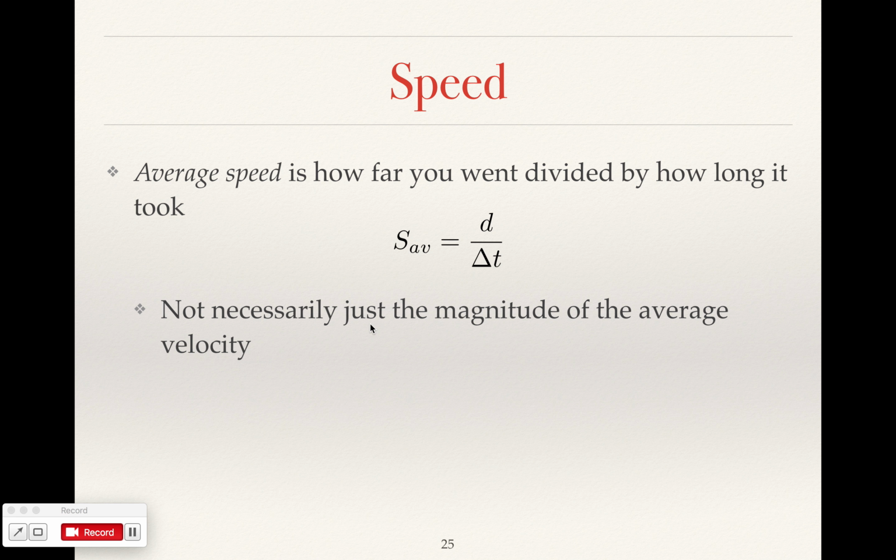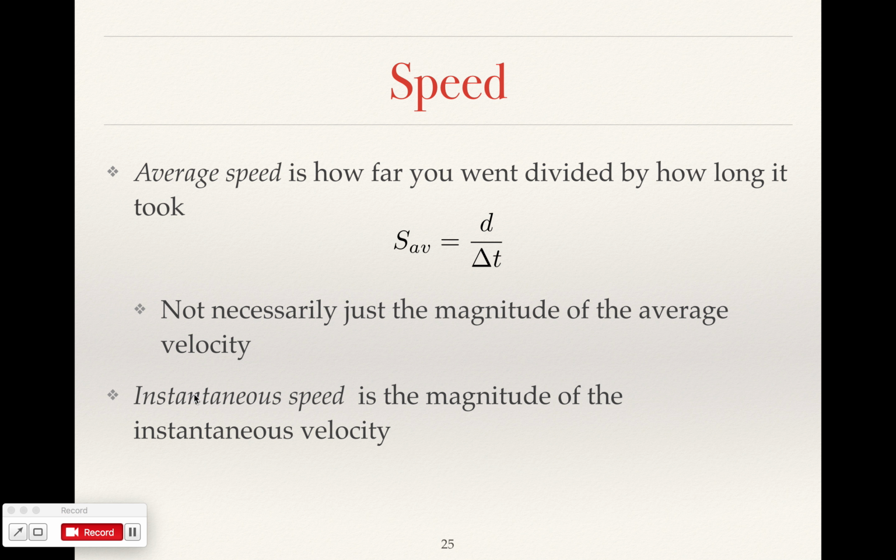Now remember, this is not necessarily just the magnitude of the average velocity. In the previous video there was this little example of running around a track. When you run all the way around a track, your displacement is 0, but the distance traveled is not. That's how your average speed and your average velocity can actually be very different things. Now, the instantaneous speed, however, is the magnitude of the instantaneous velocity. If you've got your velocity at a particular instant, you take the magnitude of that, just the number part, and that gives you the instantaneous speed.